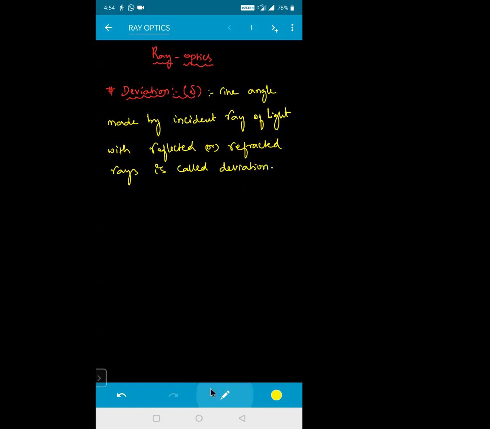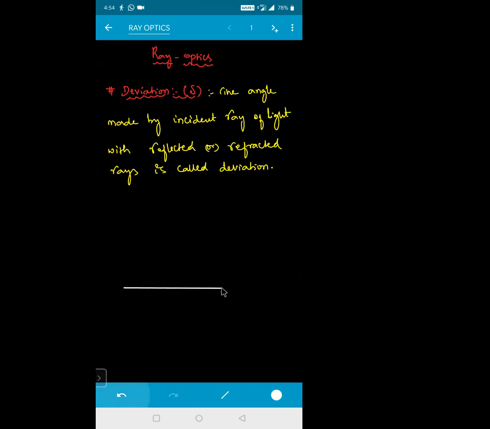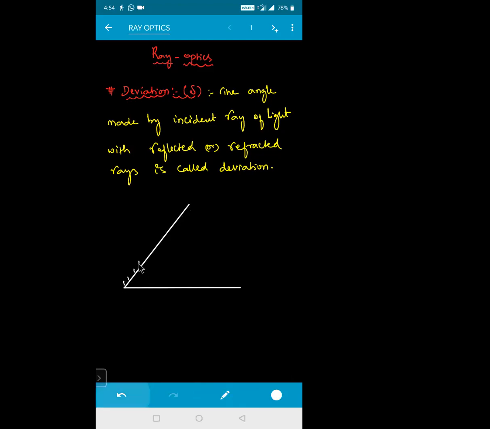Okay. See, one example is this: one mirror here, and here there is one more mirror like this. These are two mirrors inclined at a certain angle theta. So this is mirror M1, and this is mirror M2. The angle between them is theta, beta.